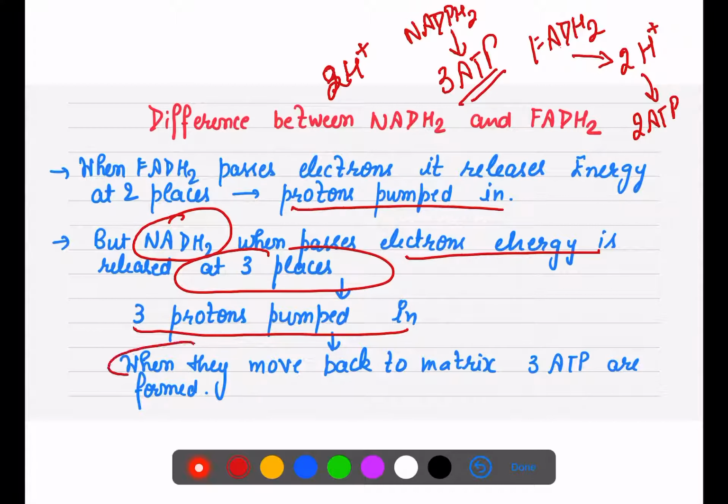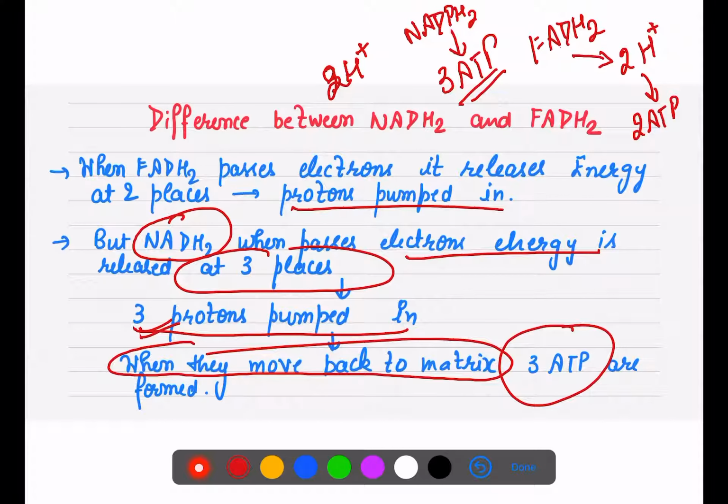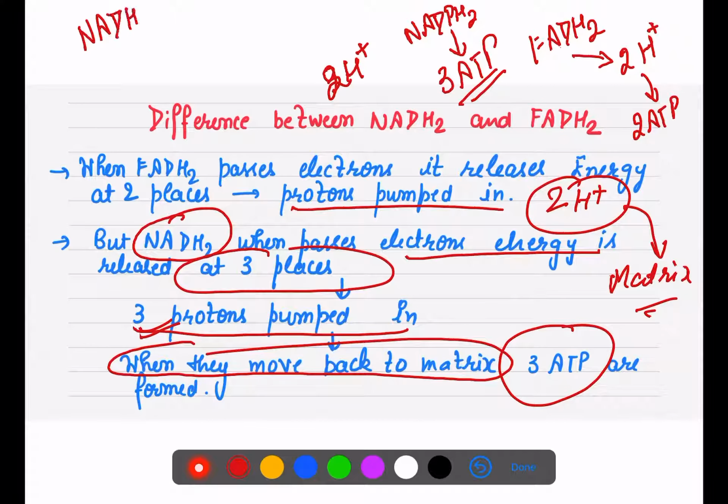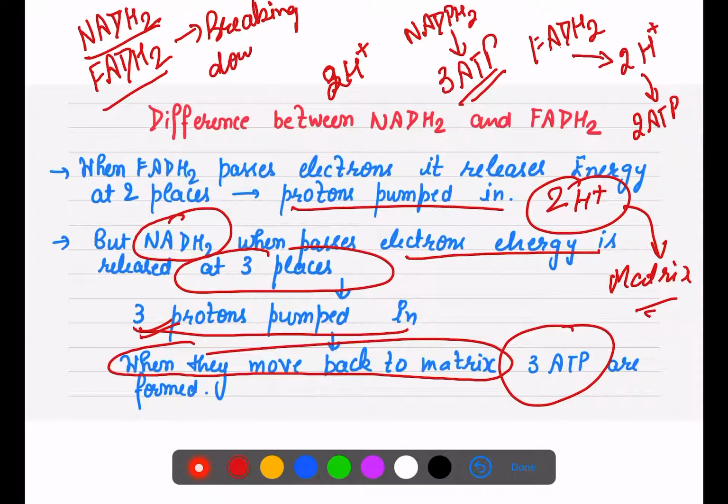So the moment these protons move back to the matrix, here 3 protons were pumped in, so 3 have to move back, so 3 ATP are formed. Here 2 protons were coming into the intermembrane space, they have to move back to the matrix, so how many ATP? 2 ATP. That is why we are saying that we are getting our ATPs from the oxidation of NADH2 and FADH2 by breaking down of the proton gradient. This line is very, very important for you.